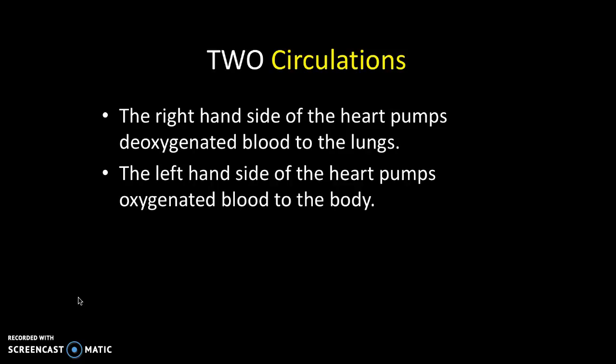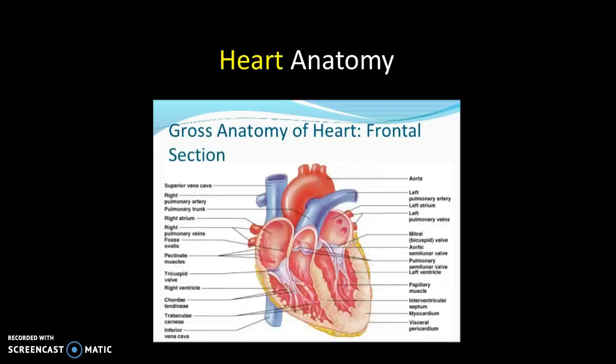One of them is from the right-hand side of the heart and pumps deoxygenated blood to the lungs. And then when this blood returns to the left-hand side of the heart, it's oxygenated blood, and it's pumped around the body to the working muscles and to organs. So this is the heart anatomy.